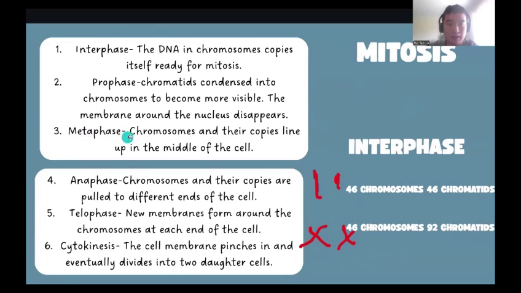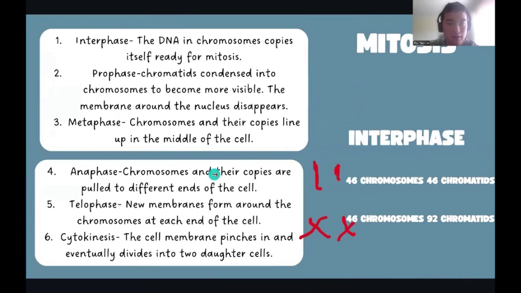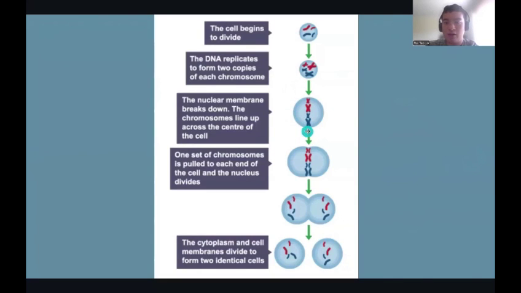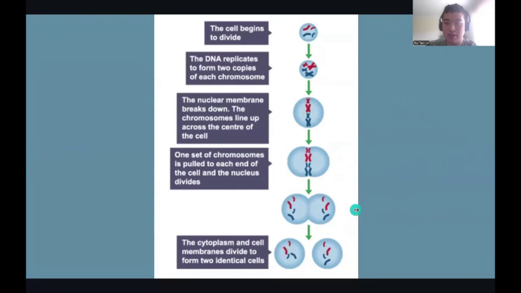And then metaphase: chromosomes and their copies line up in the middle of the cell. So like this, this doubled set lines up. Anaphase: chromosomes and their copies are pulled to different ends of the cell by the spindle fibres made of centrioles. There's a string at two ends, and it drags them across to opposite ends of the cell, and then it's divided.